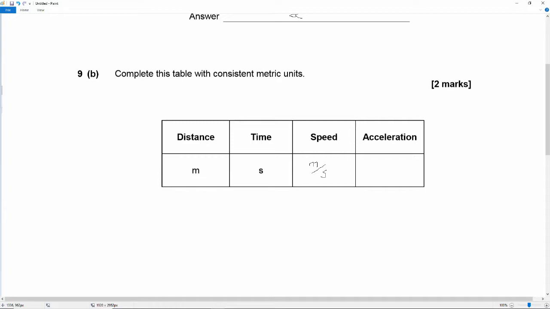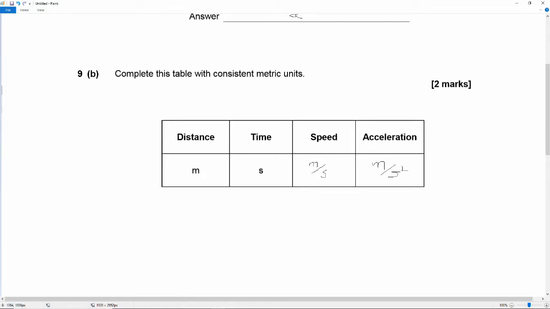Now acceleration is the change in speed over time. So it's the speed divided by time, and if speed is in meters per second and time is in seconds, then acceleration is in meters per second, or meters per second squared.